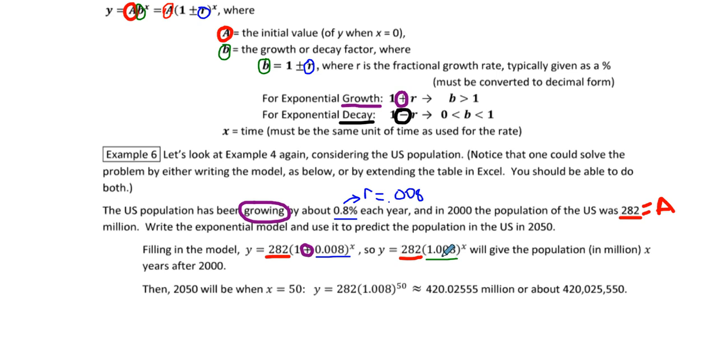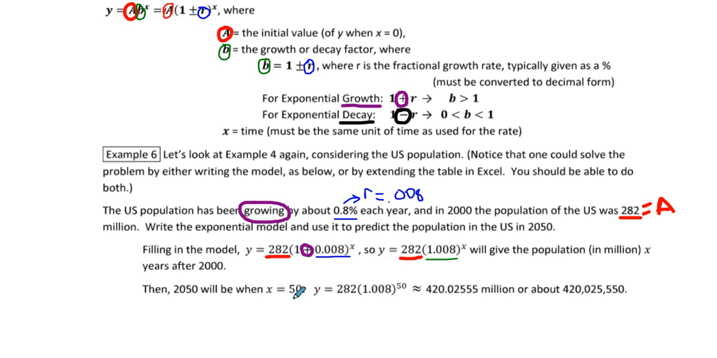So if you had to, let's say in your homework, enter this in the form of A, B to the X, sometimes there's different uses of variables for the base. I've used B here, sometimes they use a different variable, but that growth factor is now the 1.008. And again, the X is the independent or the input variable, and that will be our time in years after the year 2000.